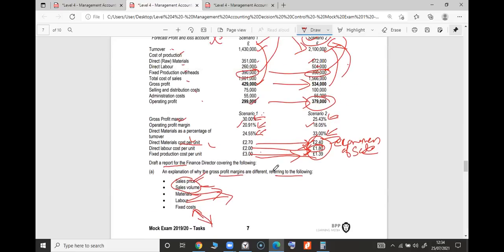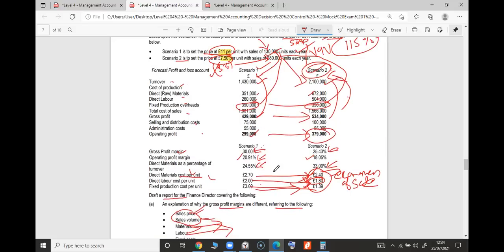Volume. Now, yes, more volume is being produced in scenario 2 and sold. Production has its cost, so the costs are higher in scenario 2, isn't it? Sales are higher, but costs are higher as well, right? Yeah, that is the reason your operating profit is going down. Sales volume is affecting that one.